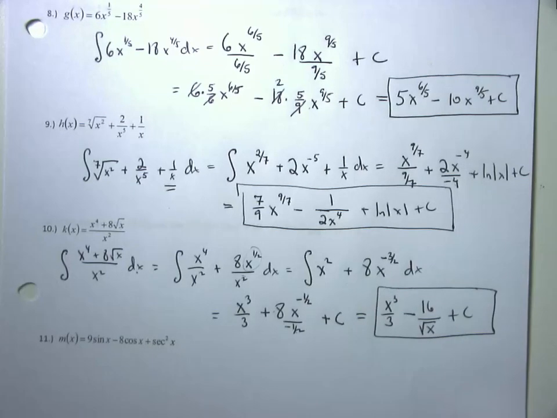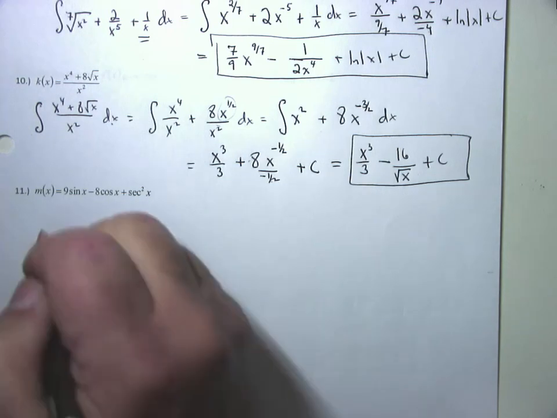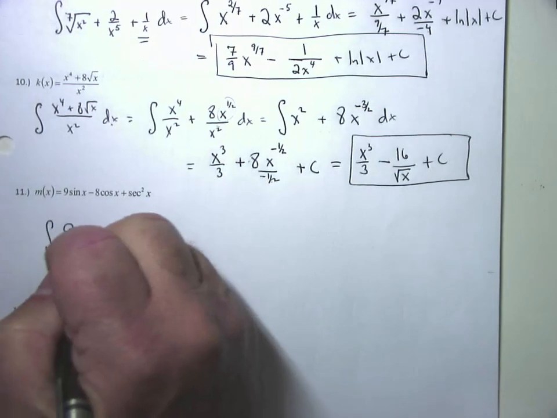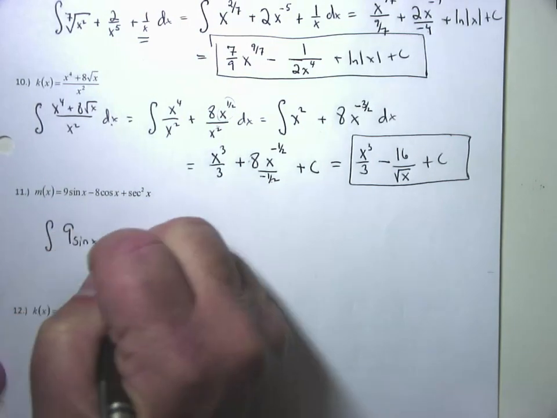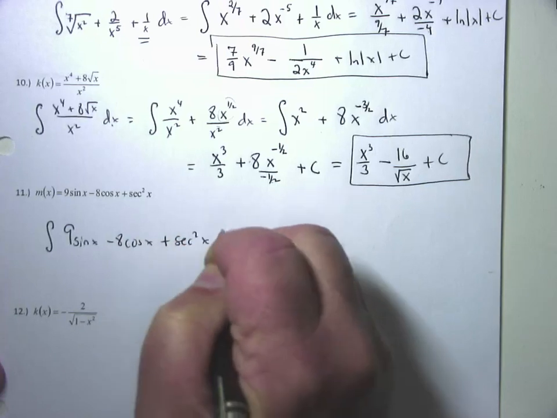There's my answer. Does that make sense? This problem right here is where most people are going to die if they die on this stuff, because they're going to get those derivative rules and integrals backwards. The question is, what is the antiderivative or integral? So I'm going to integrate 9 sine of x minus 8 cosine of x plus secant squared of x dx.